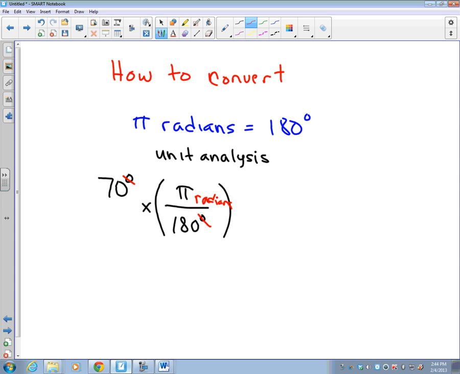Okay? So now I just have to multiply this fraction. Well, what do you do when you multiply fractions times a whole number? We write it as over 1. We multiply straight across, and we end up with 70 pi over 180. And I don't have to write the units, but it's now in radians.